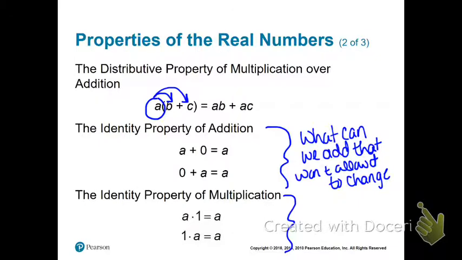And the same thing with the multiplication, identity property of multiplication, okay? What can we multiply by that won't allow it to change? What can we multiply by that makes our identity stay the same? And when we multiply by 1, we always get the same answer. All right, so I should have put a question mark on that, sorry. What can we multiply by that will make it stay the same?